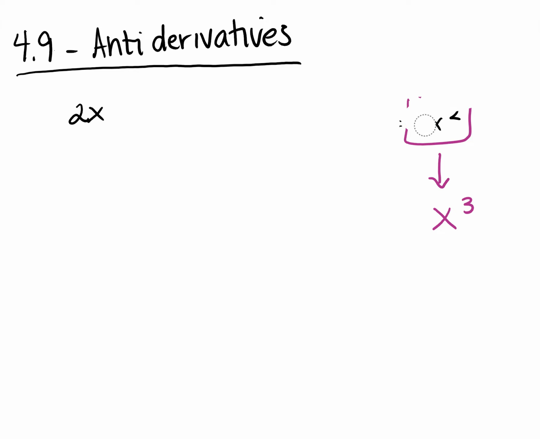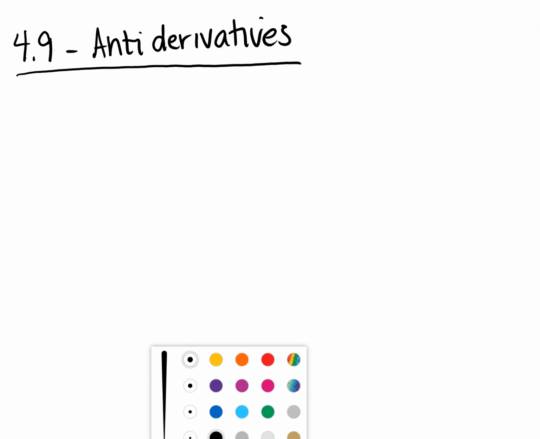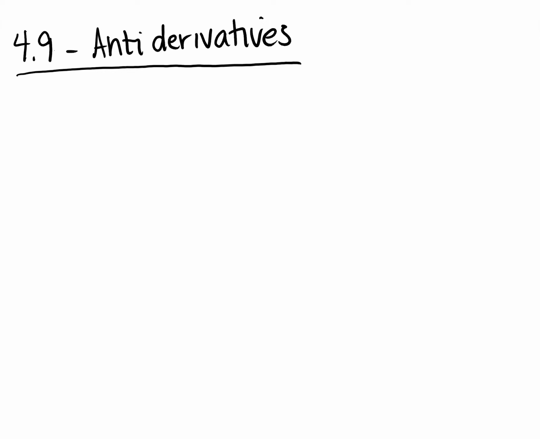Okay, so let's write down this as a formal definition, and then we're going to do a bunch of examples, see if we can find some patterns, and maybe write down some rules. We had the power rule for taking derivatives. We're going to have a power rule for taking an antiderivative. So let's go ahead and write down this definition, and then we'll start having some fun.